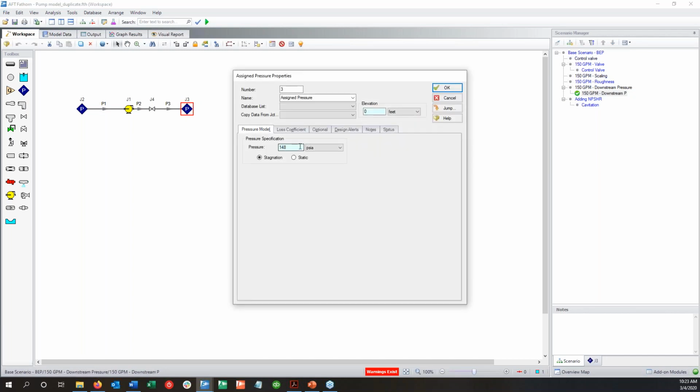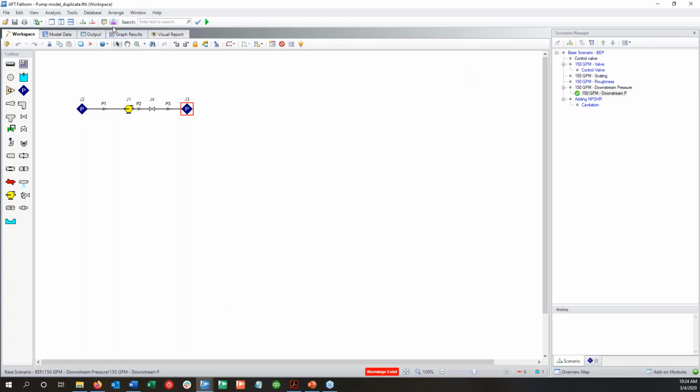So originally this junction was at 125 PSI, and now it's increased by 23 PSI. So it may be reasonable and maybe not. Looking at this small of a system and being very theoretical about it, anything could cause that change. But again, it's something to consider if you're running into issues with your BEP.